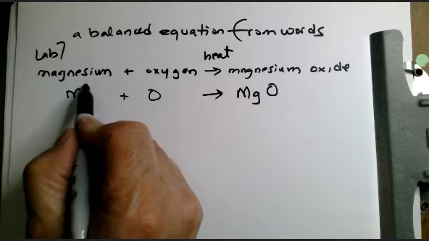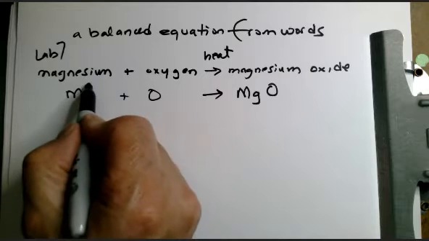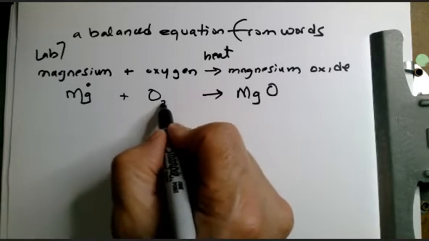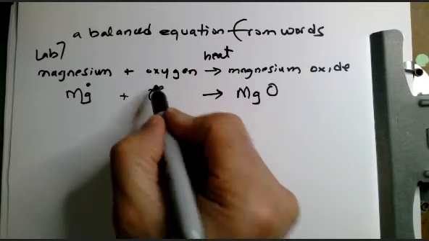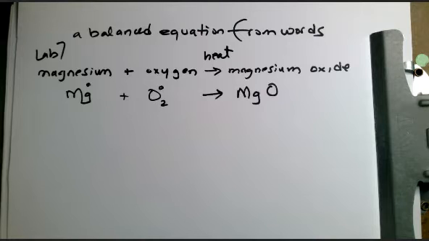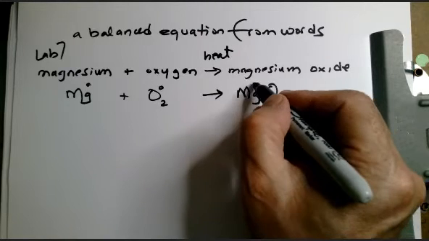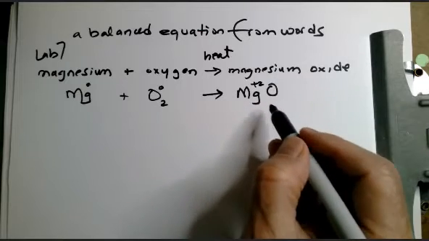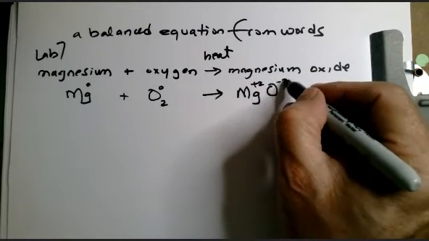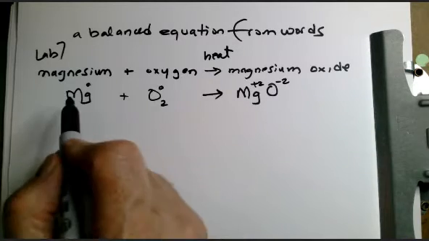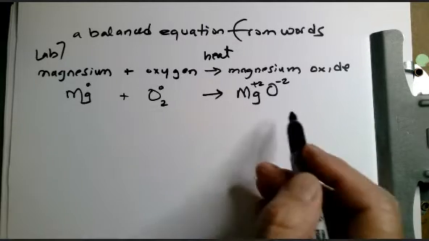Elements in their natural state are neutral. Let's put a little neutral sign there. And oxygen is diatomic in its natural state. It's also neutral. Magnesium is in the same column as calcium, which is +2. And oxygen is in the same column as sulfur over there. It's -2. So +2 and -2 make neutral. So each one of these formulas is neutral.